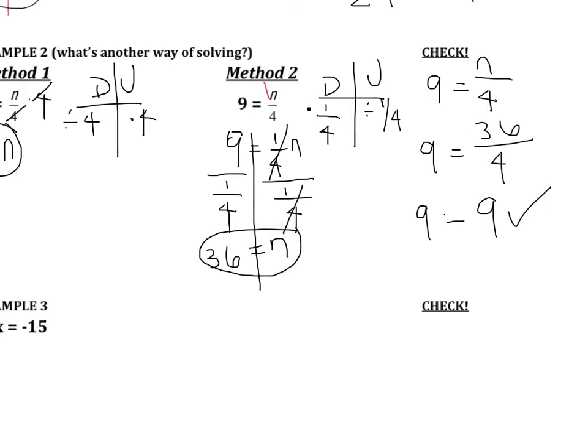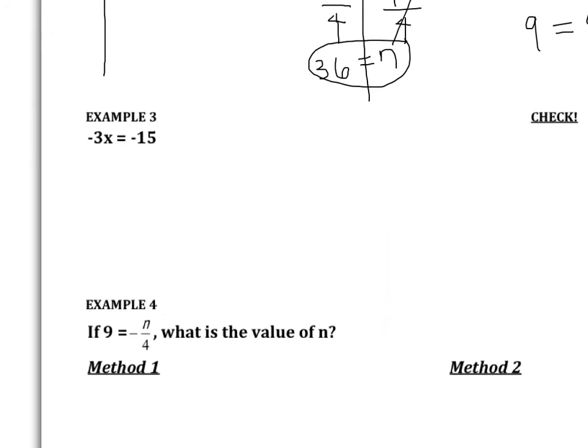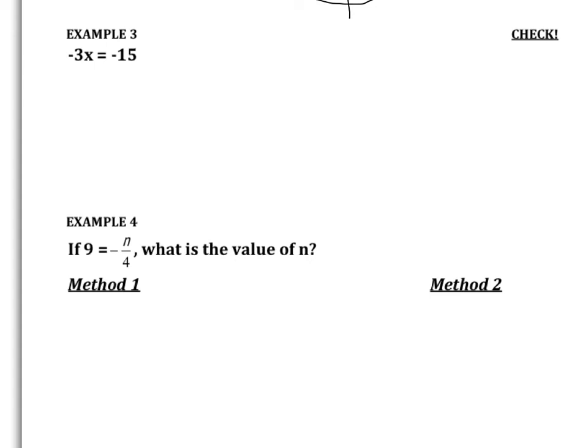So think about that as we're moving forward. Right? There's 2 ways of solving this kind of problem. You could get rid of the division, or you could pull out a fraction. All right, let's go ahead and do example number 3. So again, I'm going to draw my line, right? And I'm going to do a do and an undo box.